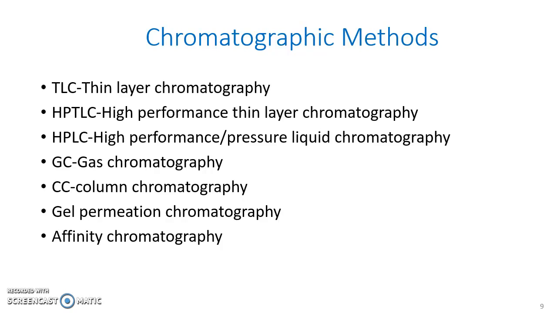Chromatographic methods. These methods are most useful to identify and quantify the presence of a known impurity in a drug substance. Techniques like TLC, HPTLC, GC, column chromatography, gel filtration chromatography, affinity chromatography are extensively used for crude drug evaluation.